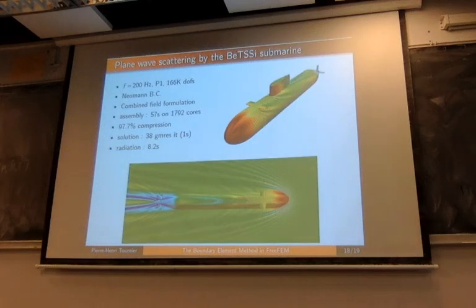And now this is plane scattering by a submarine, and this is actually much easier than the Cobra, because this is not a screen anymore, so we can use a more robust formulation, so for example, combined field formulation. And this is a solution for Neumann boundary conditions. So, sorry, this is wrong frequency. Yes. Okay, so you have 166,000 DOFs. Takes less than 1 minute on 1800 cores and 97% compression.